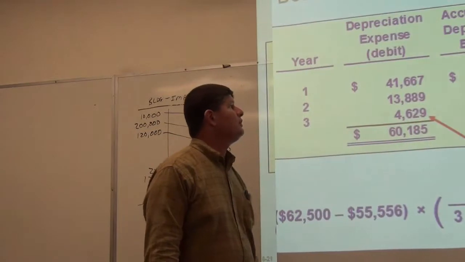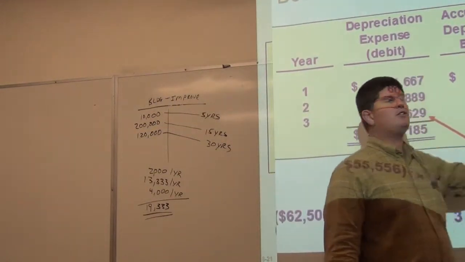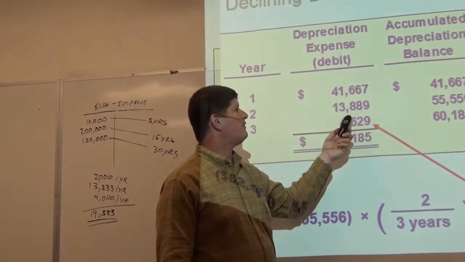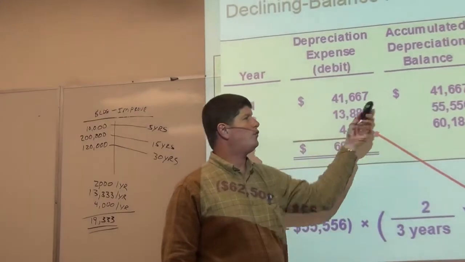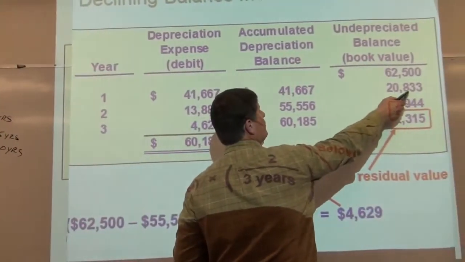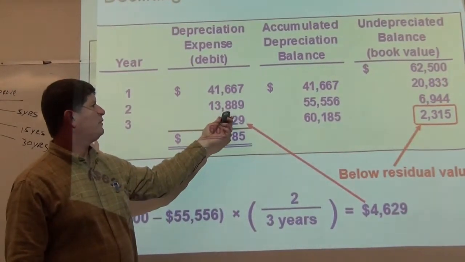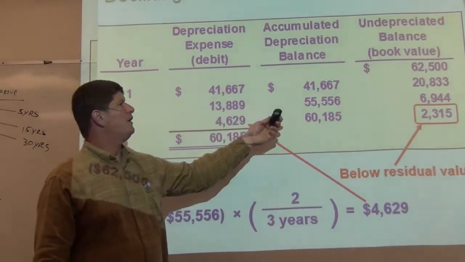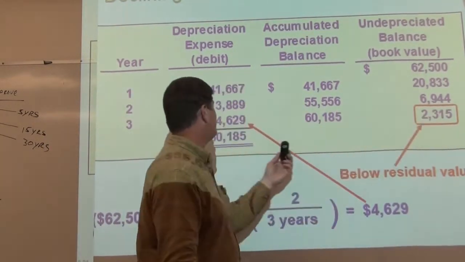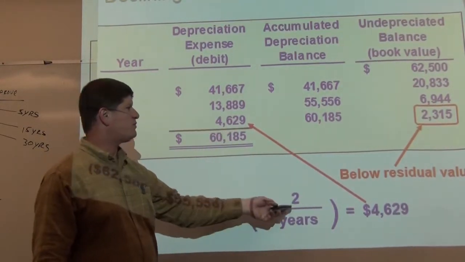Okay. So, once we throw in the table, we bought it for $62,500. First year is $41,667. Accumulated depreciation $41,667. Year 2, we take the $20,833 book value times 2 divided by 3. We get 13,889. Accumulated goes up. Our net book value is then used to calculate year 3 depreciation. 4629 times 2 divided by 3.